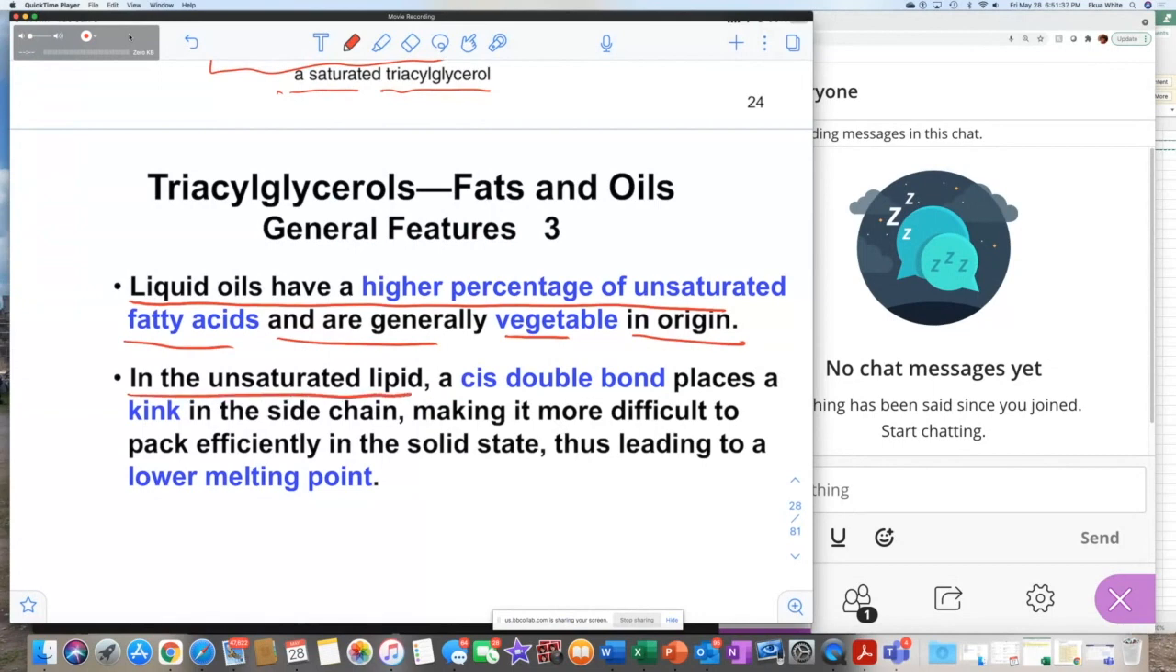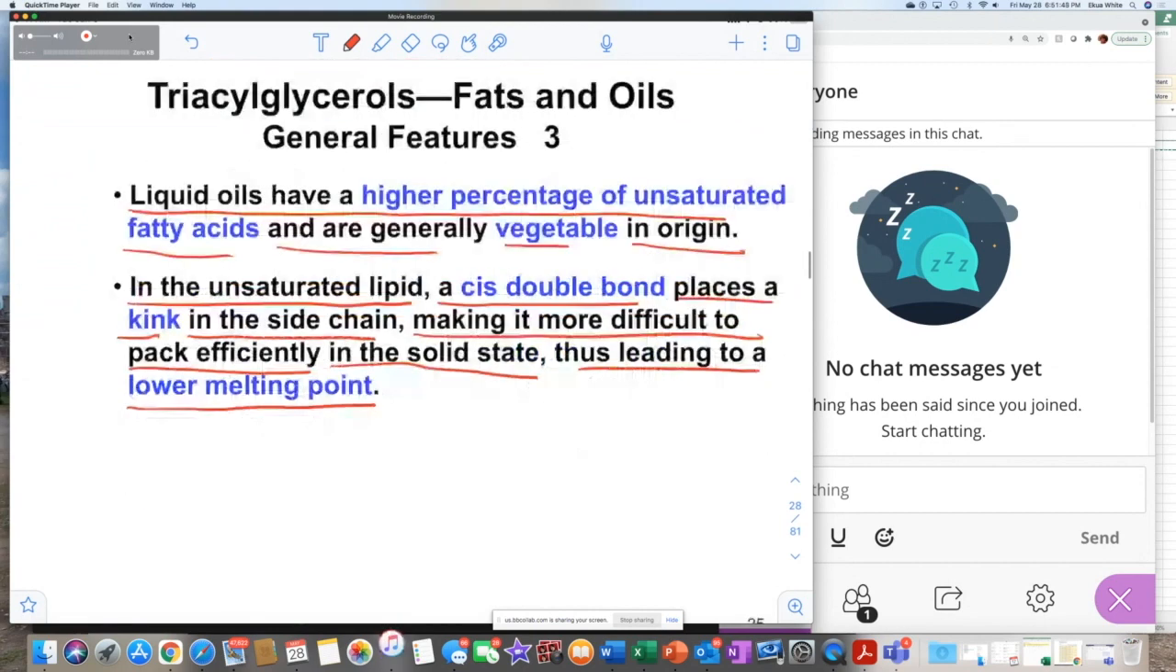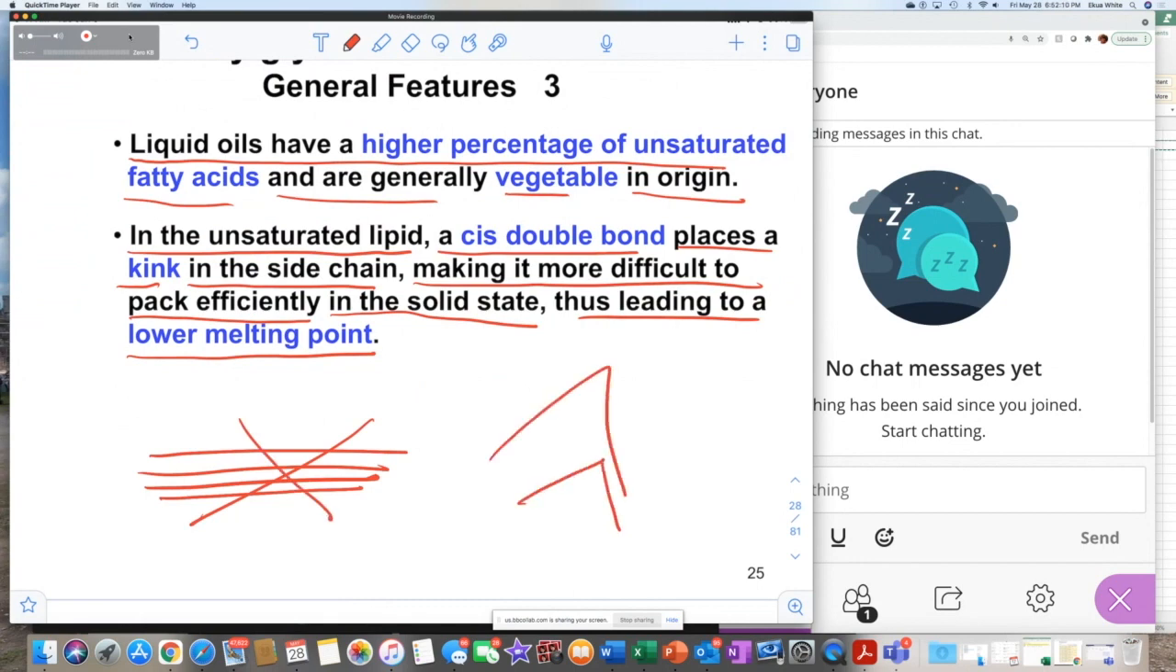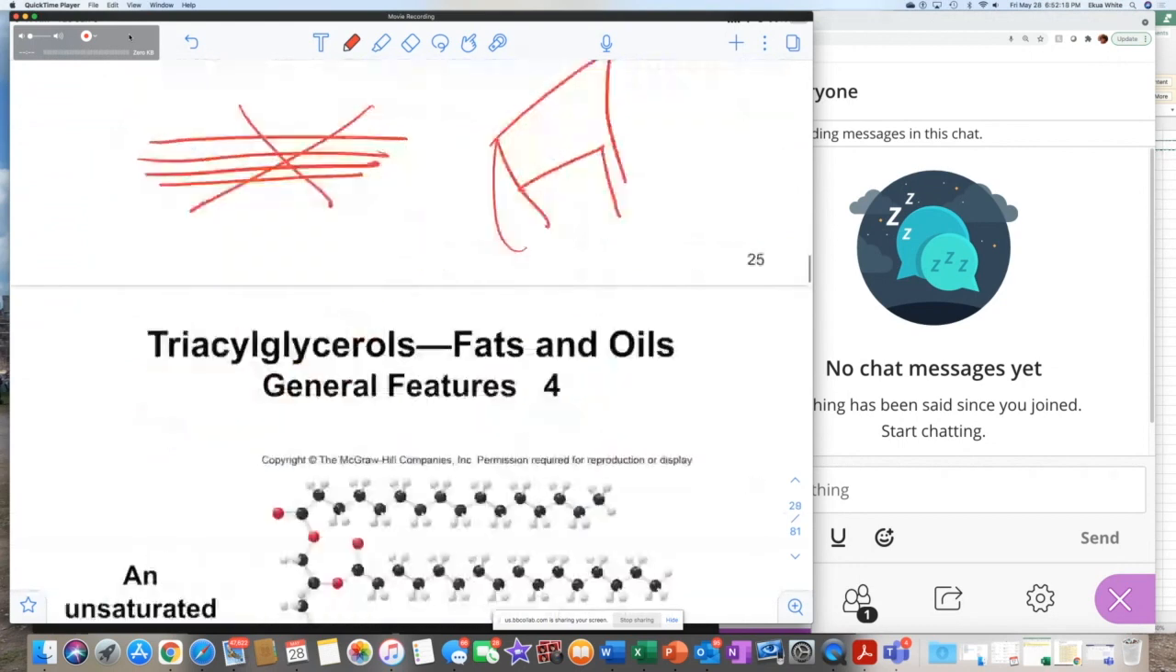So in the unsaturated lipid, a cis bond places a kink in the side chain, making it more difficult to pack efficiently in the solid state, thus leading to a lower melting point. Bottom line, if you have a cis bond in your long chain of your fatty acid, that cis bond causes a kink, and that kink makes it impossible for the fatty acid to stack up like pancakes and form solids. This is impossible because they have this arrangement right here. Okay, so they can't pack very tightly. For that reason, you end up having a lower melting point whenever you have a cis bond.